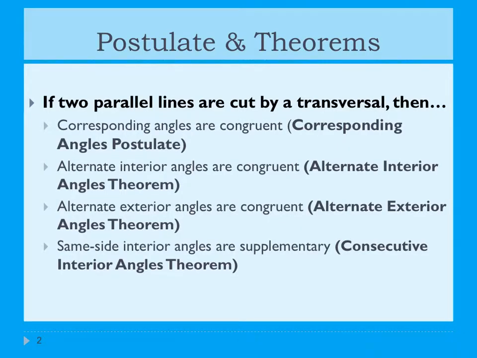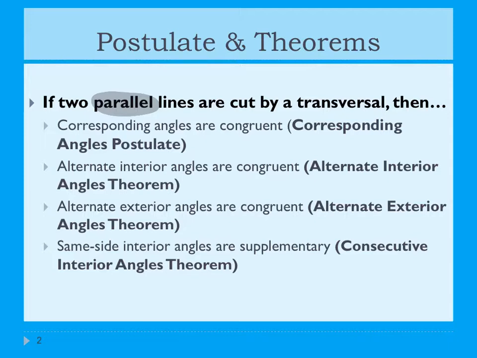So all these theorems start the exact same way. If two lines are cut by a transversal, so this is the most important word in the beginning, if two parallel lines are cut by a transversal, then corresponding angles are congruent, and that's the corresponding angles postulate. If two parallel lines are cut by a transversal, then alternate interior angles are congruent, and that's the alternate interior angles theorem. If two parallel lines are cut by a transversal, alternate exterior angles are congruent. That's the alternate exterior angles theorem.